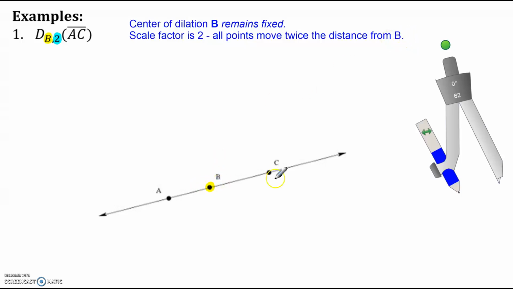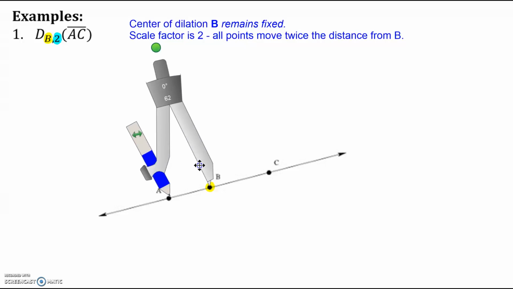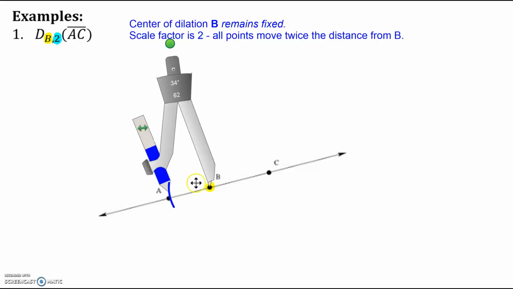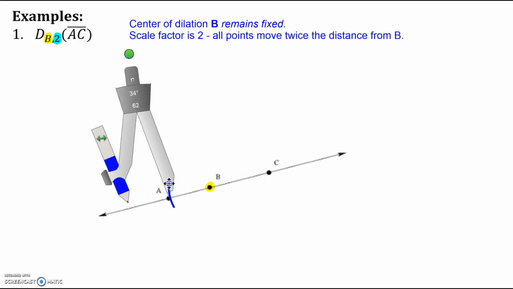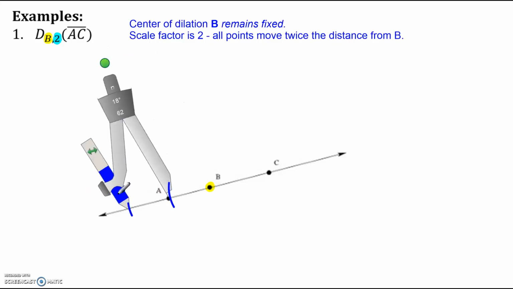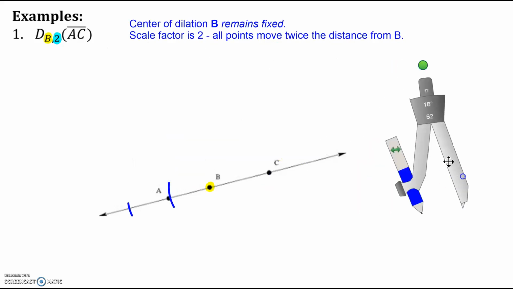So what we're going to do is, starting with our compass at point B, we're going to open to point A, because AC is the segment that we are going to dilate. So we're going to open from point B to point A, and we're going to swing the arc to show that we measured it. And then we're going to move our compass and do a second arc. And this point where that second arc meets the original line is point A prime, the image of point A. It's twice the distance away from B that point A was.